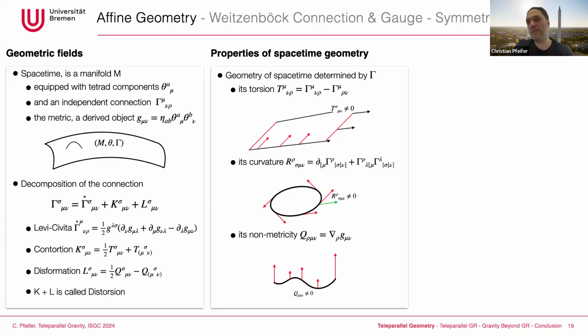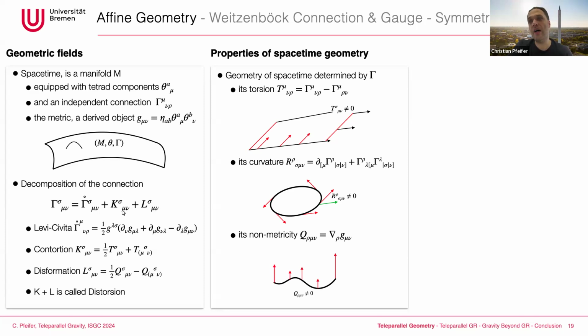And now there's a mathematical theorem that given an arbitrary connection, if I have a metric, I can decompose it into a part which is the Levi-Civita connection of the metric. It's given by the Christoffel symbols, completely determined by the metric. Then a part which is called the contorsion tensor, which is solely determined by the torsion property of the connection, and the part which is called the disformation, which is solely determined by the non-metricity.